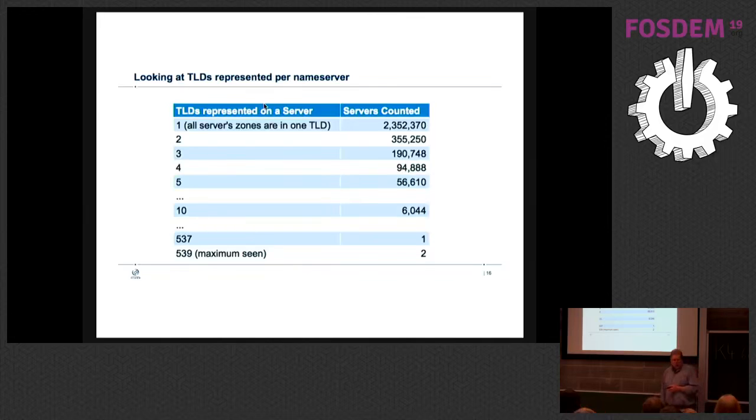TLDs per name server. This is not as interesting, but I put it up here anyway. Most name servers only have one TLD represented, meaning the zone that they serve is in one TLD. There were 2 name servers that had zones in 539 TLDs out there. Hosters can do what they want.